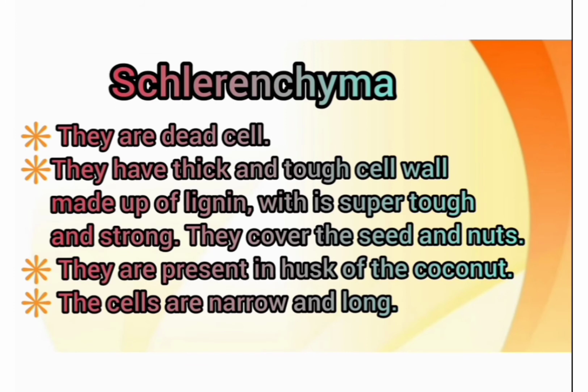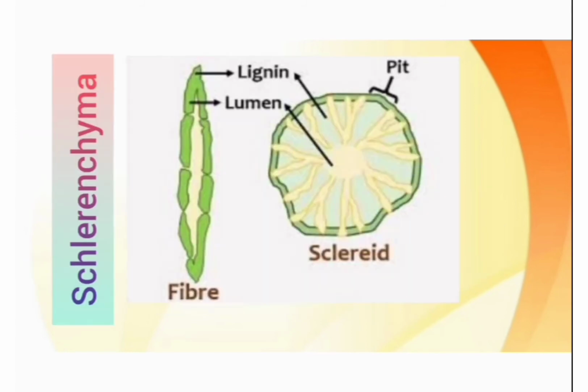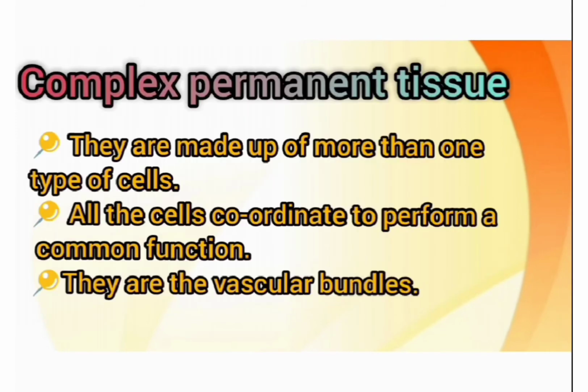Sclerenchyma. They are dead cells. They have thick and tough cell wall made up of lignin which is super tough and strong. They cover the seed and nuts. They are present in husk of the coconut. The cells are narrow and long. Sclerenchyma have lignin, lumen, fiber.